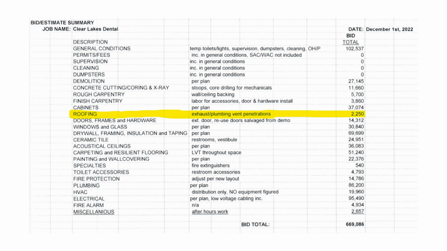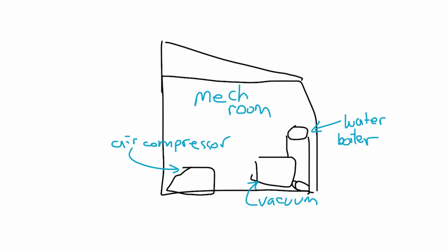Wait, how come roofing is only $2,250? Is it because we have to just fix a small part of the roof? Actually, it's quite the opposite. They have to cut open the roof. Yep, you heard me. We have to cut open the roof to get exhaust ventilation in there. I drew a crappy mechanical room with my mouse. It has an air compressor, vacuum system, and a water boiler.